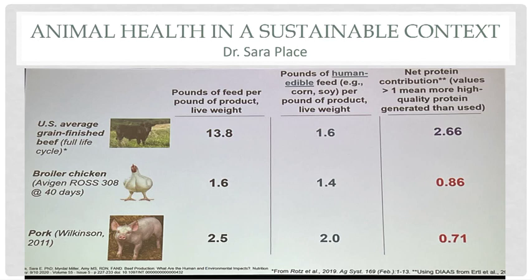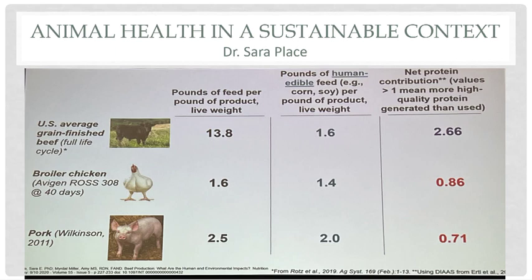Pounds of human edible feed per pound of product. So human edible feed, there's a whole bunch of things, but think about corn and soy, which are primary rations fed to livestock, particularly monogastrics, but some fed to cattle as well. Again, with the beef, it's the full cycle of a grain-finished beef animal. So 1.6 for that beef animal, 1.4 for chicken. Chicken's still a little bit better. Pork is not as good as beef.